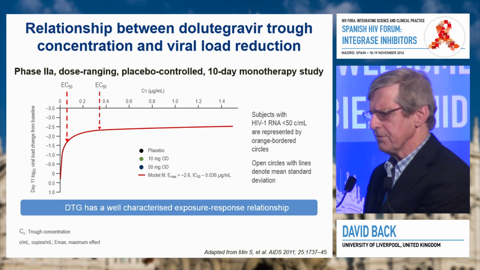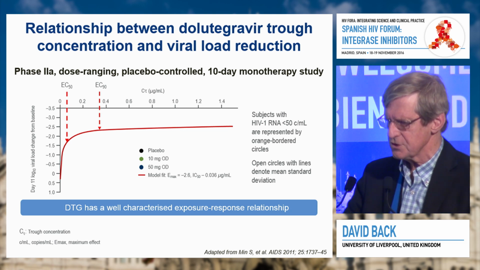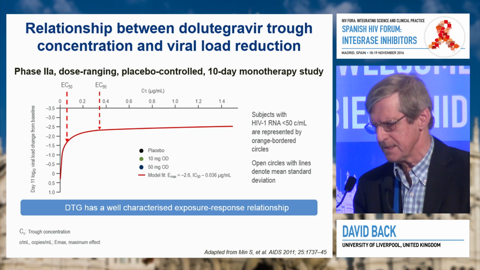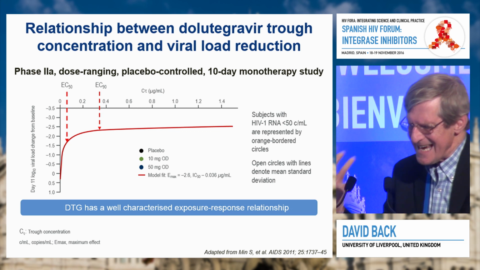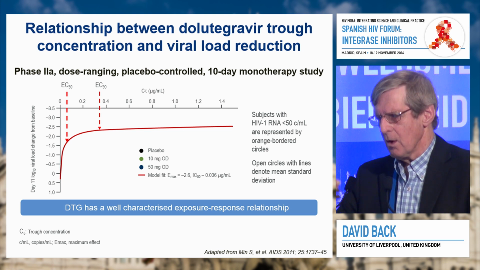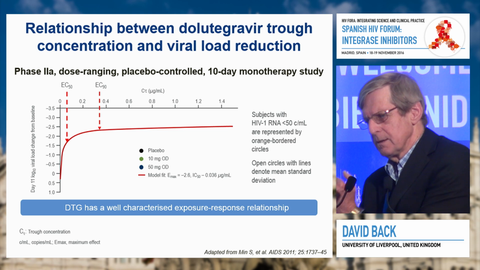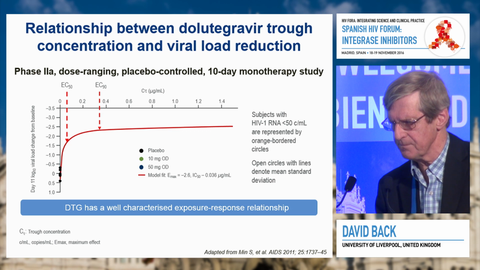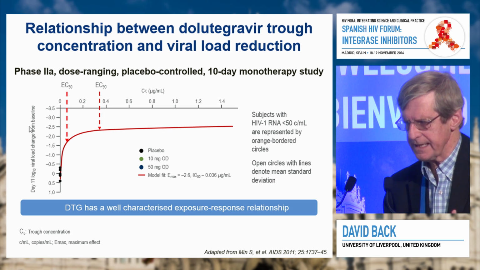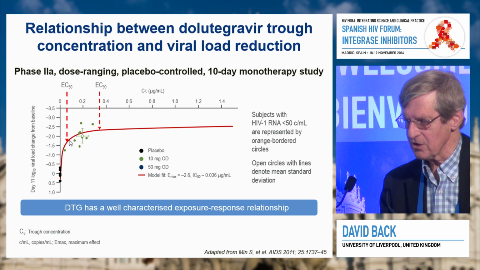And where is that cutoff? So let's go now to a phase 2 dose-ranging 10-day monotherapy study. In that monotherapy study, what you can get is data around what's called the Emax model, which is your maximum effect of the drug in relation to its plasma concentration. And here, placebo clearly gives you no drop in viral load. 10 milligrams gives you a drop of viral load of around 1.8 logs.